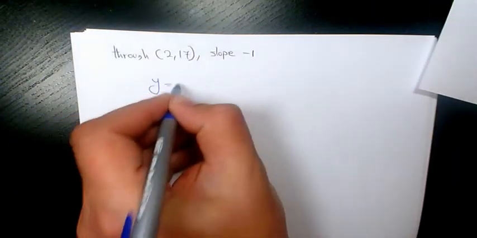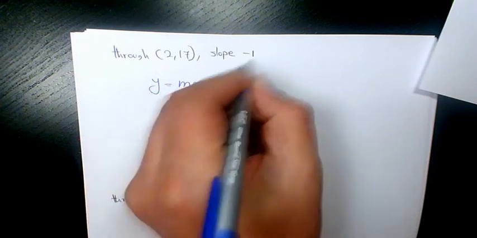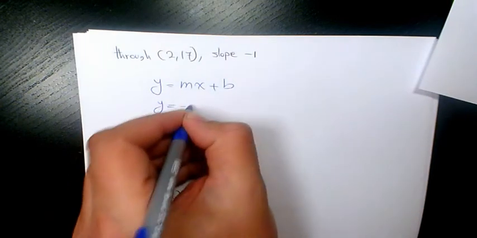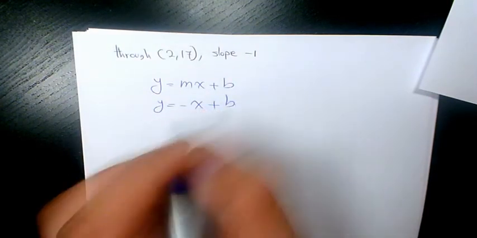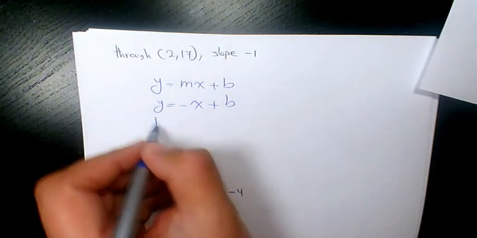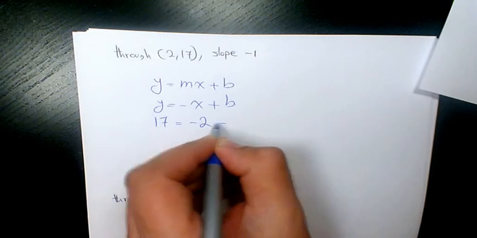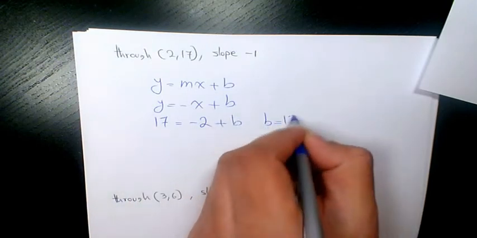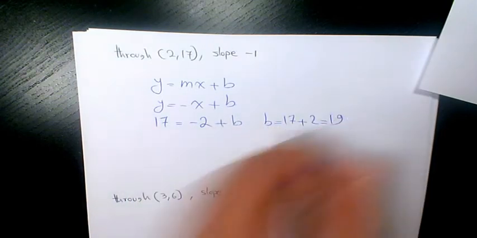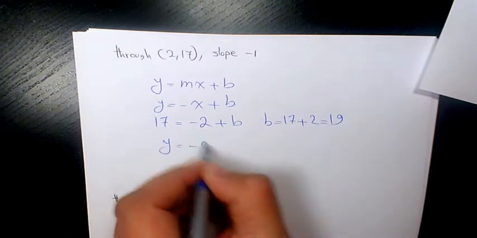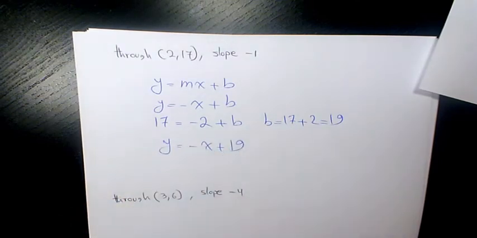Next example, we have y equals mx plus b. M is the slope, which is negative 1, so negative 1x plus b. Sub these numbers, y is 17, x is 2, so it's going to be negative 2 plus b. So b will be 17 plus 2, which is 19. So we have y equals negative x plus 19.